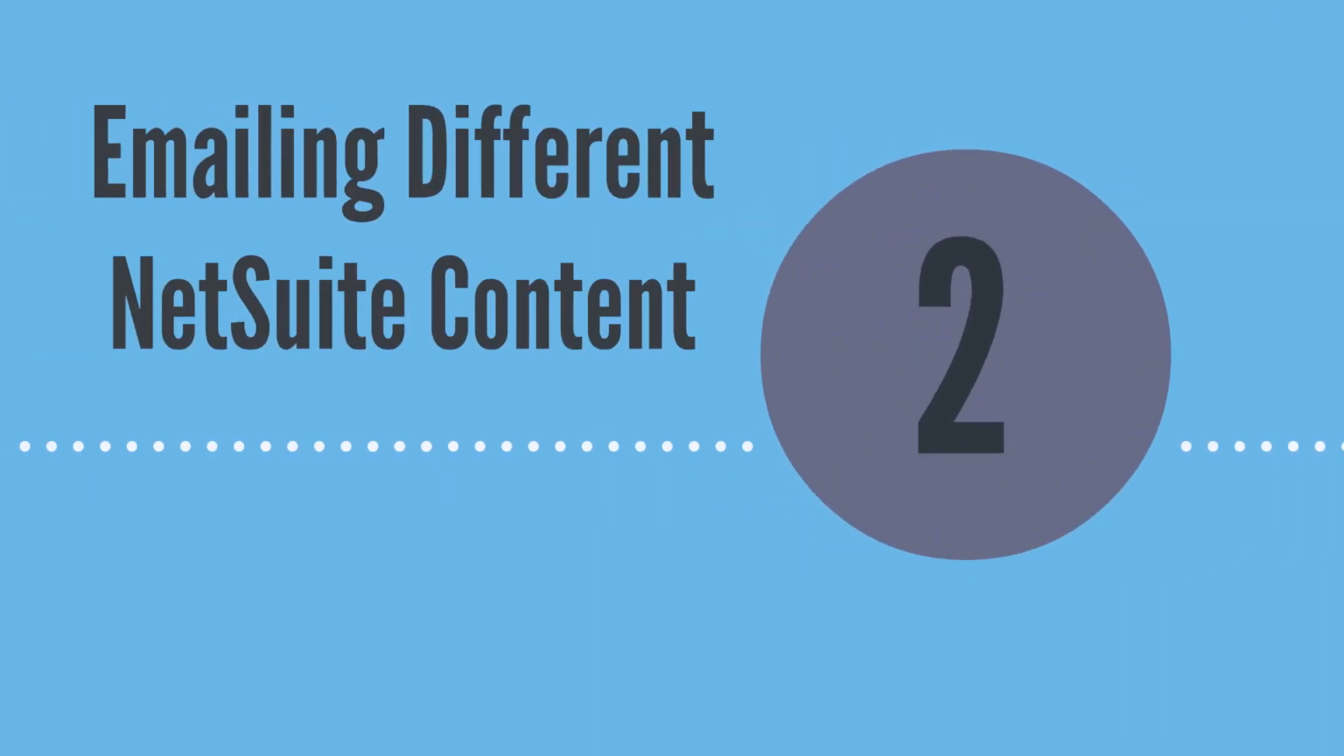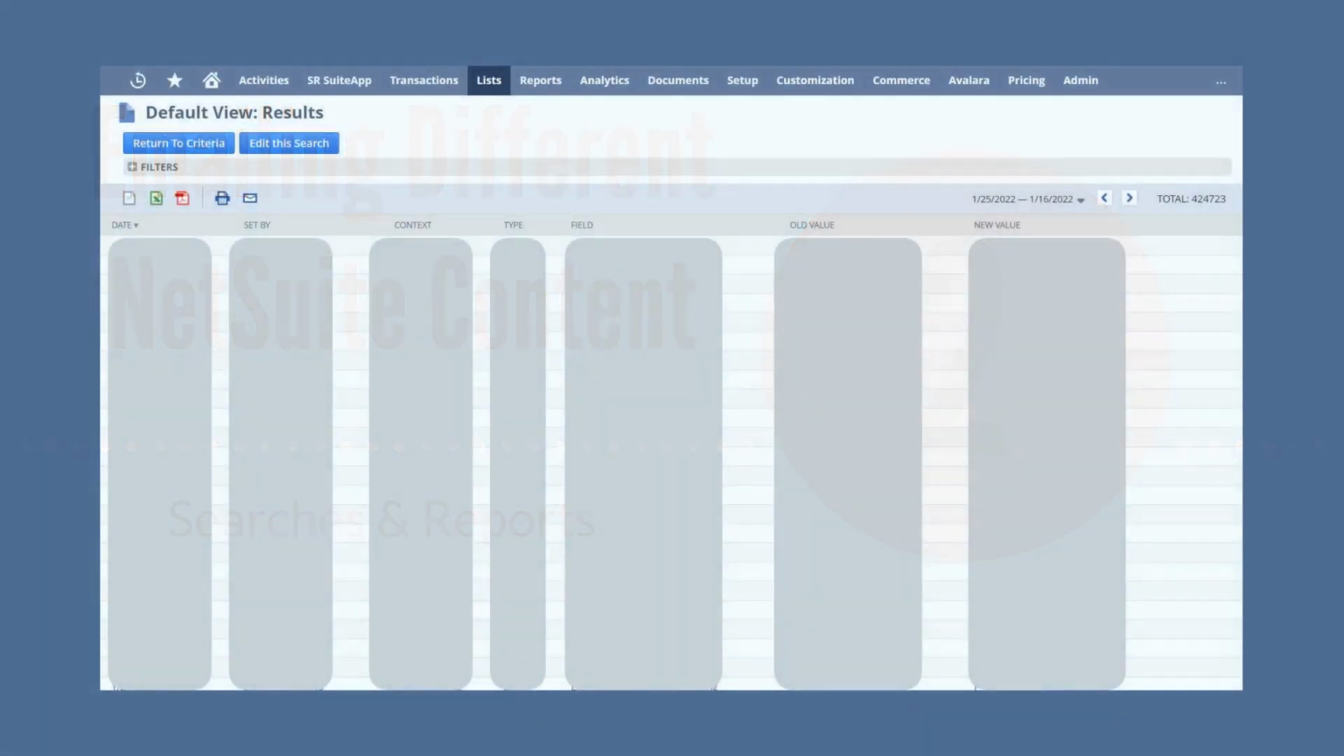What are some of the scenarios in which you would find yourself sending an email directly from NetSuite? Here are several key NetSuite pages that you may need to send an email from directly. First, searches and reports can be emailed. To email a search or a report, navigate to the page you need and select the email button. The email button is represented as a letter envelope icon.